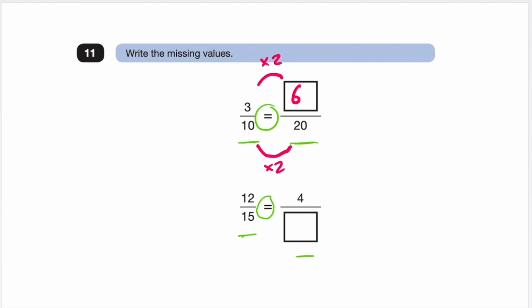Similar on the bottom one, but the other way around, we're going to divide. How did I get from 12 to 4? I divided by 3. So what do I have to do to the 15? That's right, divide by 3. 15 divided by 3 is 5. So 12/15 is equivalent to 4/5.